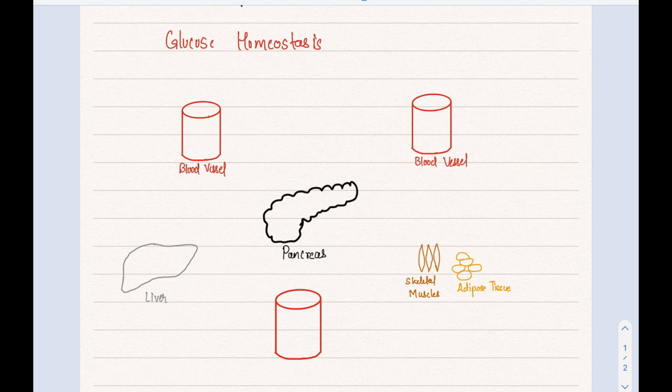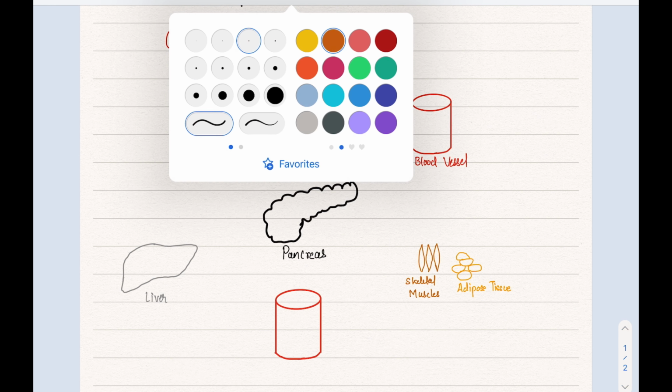So now let's talk about glucose homeostasis, how the body is able to maintain a normal blood glucose level, which is about 60 to 100 milligrams. So this normal value of 60 to 100 is maintained in the blood.